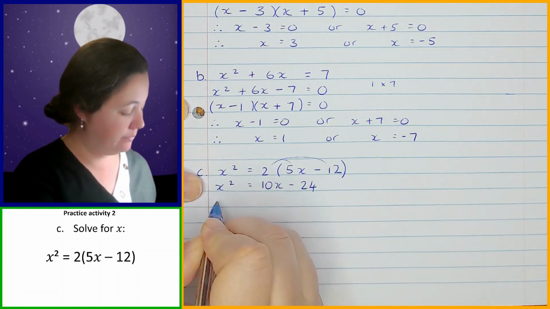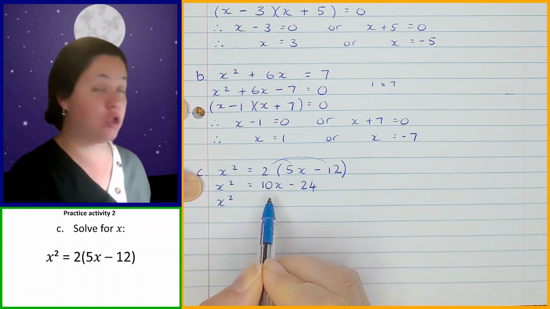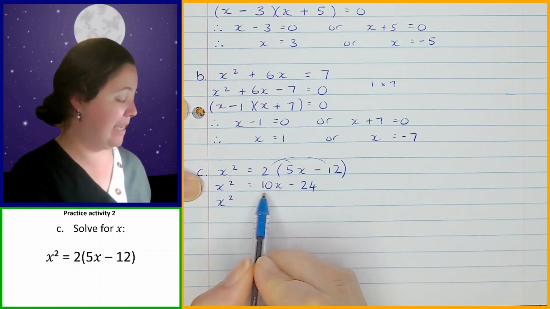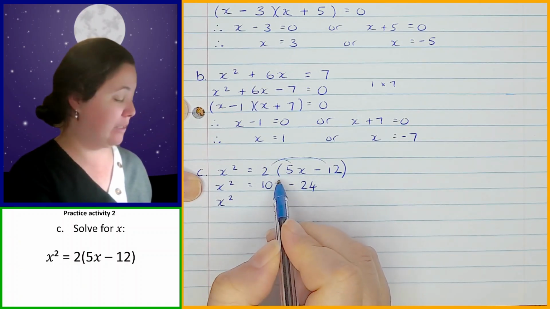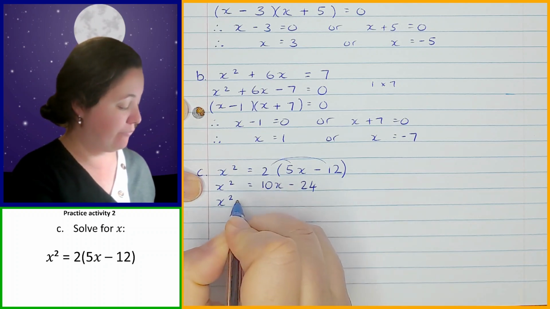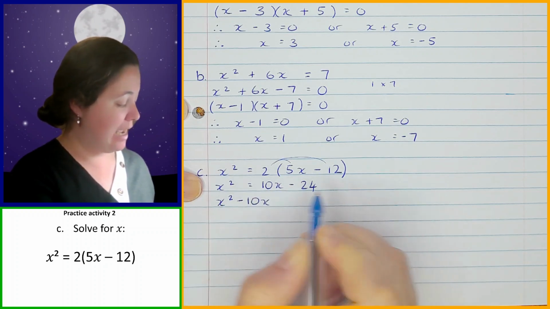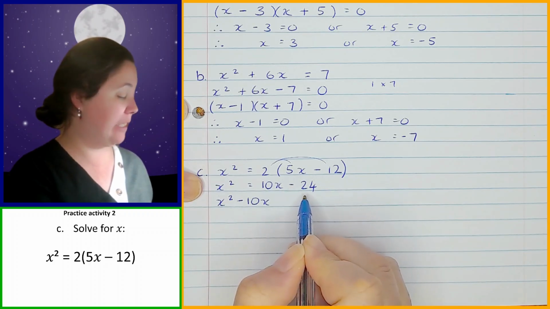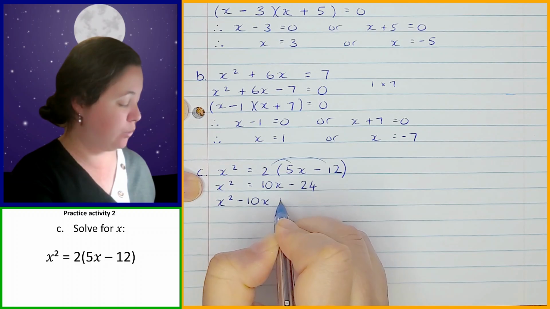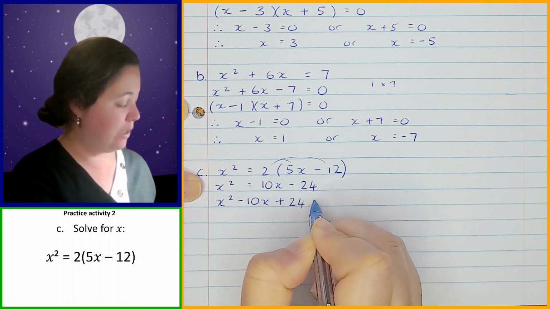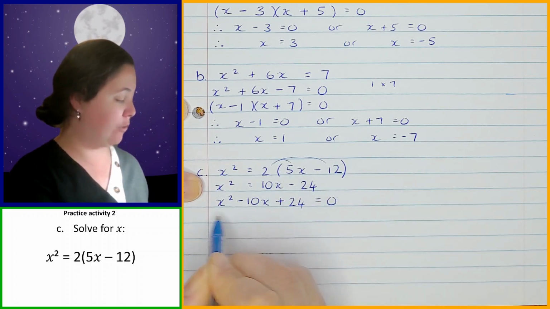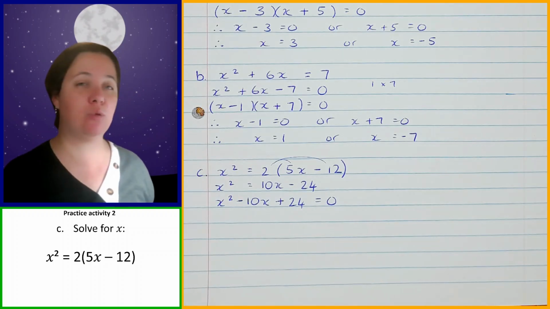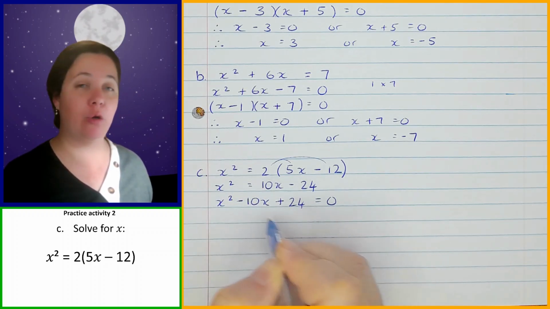So I've got x squared. Then I want my term with just x, so I'm going to have the 10x. In order to get rid of it on this side, I'm going to subtract 10x on both sides. So I have minus 10x. And then I want my number. So I'm going to add 24 on the side to get rid of it, and add 24 on the other side as well. So that's plus 24 equals 0. Now I've got x squared minus 10x plus 24 equals 0. That's the trinomial that I'm going to be working with.